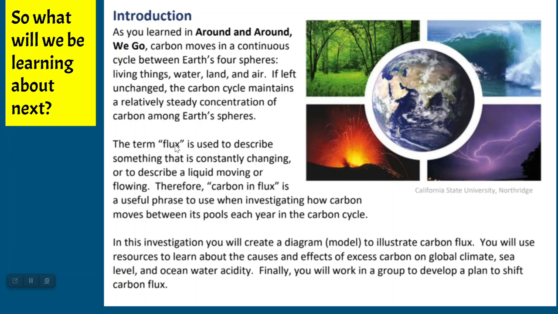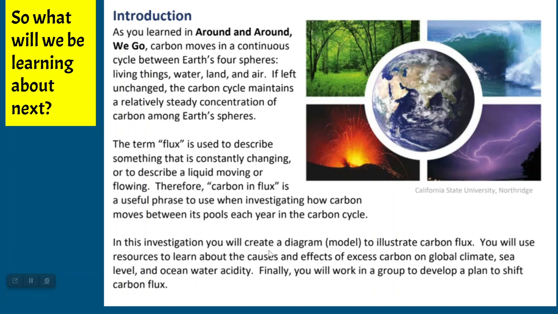The term flux is used to describe something that is constantly changing, or to describe a liquid moving or flowing. And you can think of the word fluctuate. Things that are fluctuating are things that are changing. Okay, so carbon in flux is a useful phrase to use when investigating how carbon moves between its pools or reservoirs each year in the carbon cycle. So again, that's what we're talking about. That's our big idea for these lessons, right? Is how is that carbon moving? So carbon in flux is carbon changing from one sphere to another.